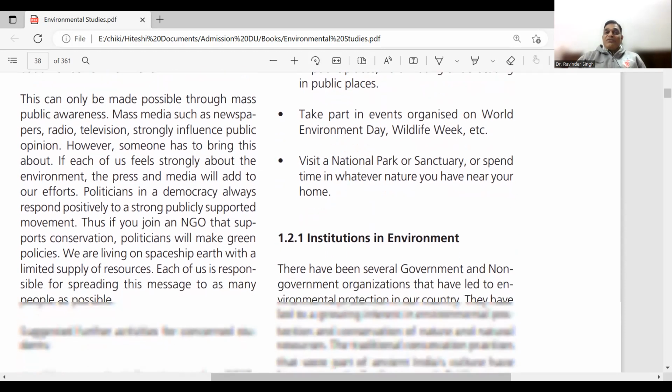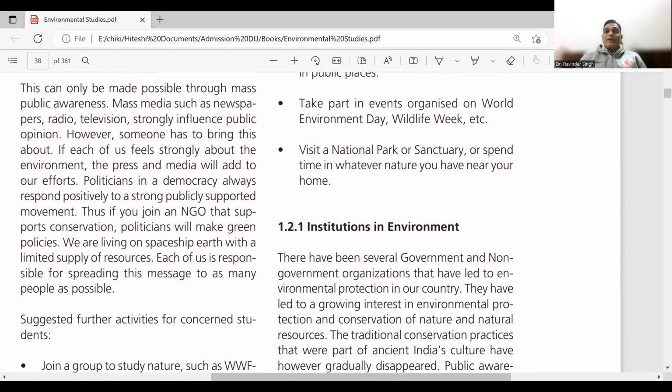Take part in events organized on World Environment Day, Wildlife Week, etc. Visit a national park or sanctuary, or spend time in whatever nature you have near your home.